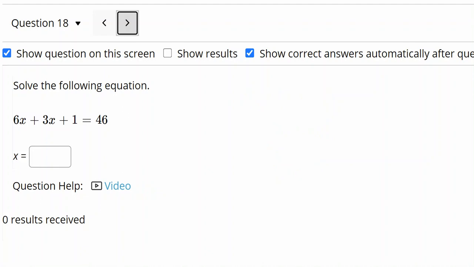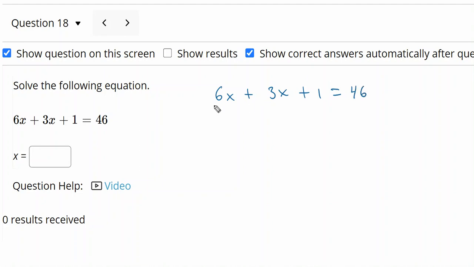Okay. So now this one, we just introduced one more thing, right? Because now you notice I have another number over on the left side with the x's, right? So that's okay. Here, I'm going to write it again. So 6x plus 3x plus 1 is equal to 46.